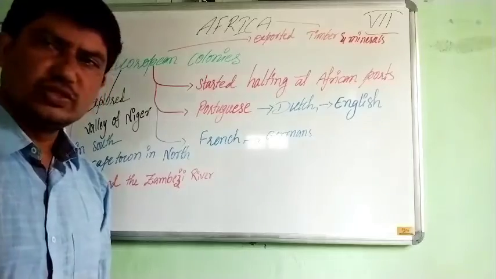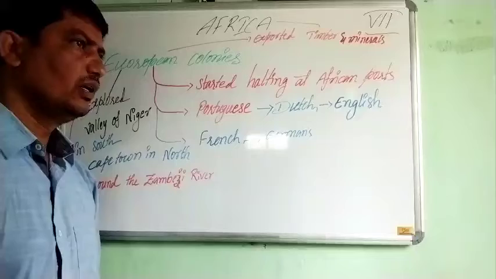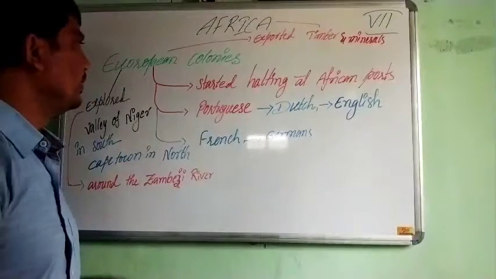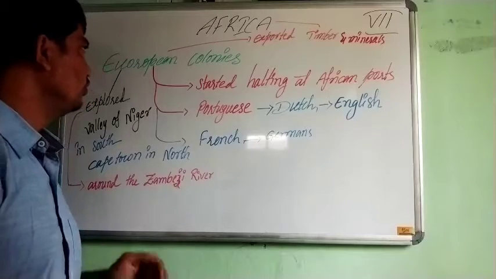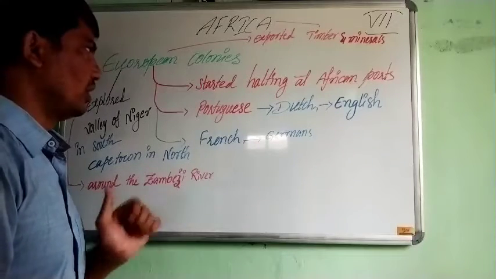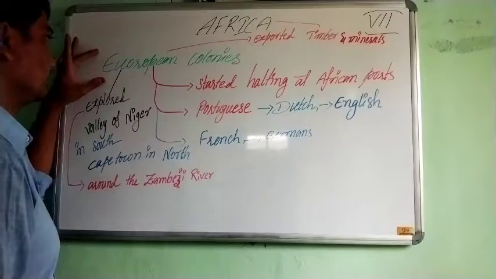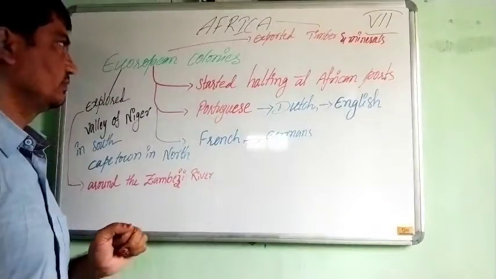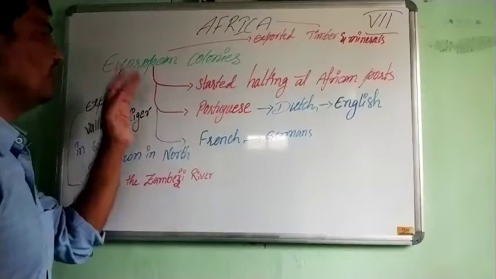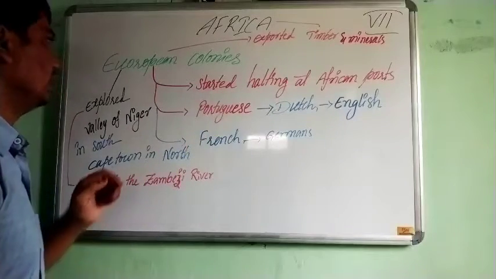My dear children, today we are going to continue our Africa lesson. We were stopped at European colonies in our last class. So today we will continue from the European colonies. Actually, the Europeans started halting at African ports. First, European people started halting at African ports.